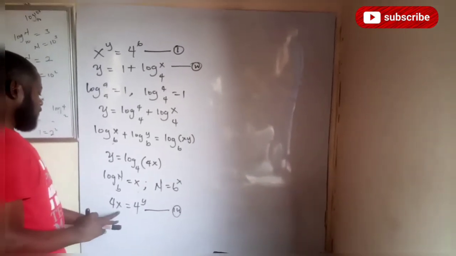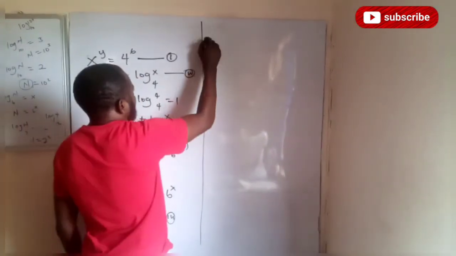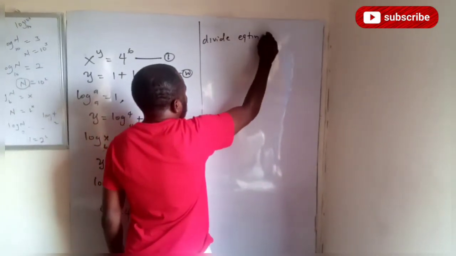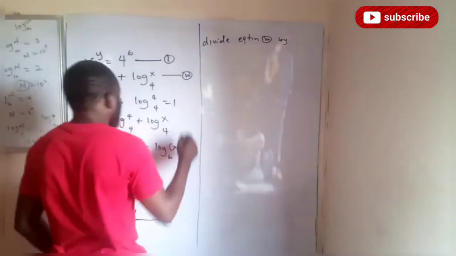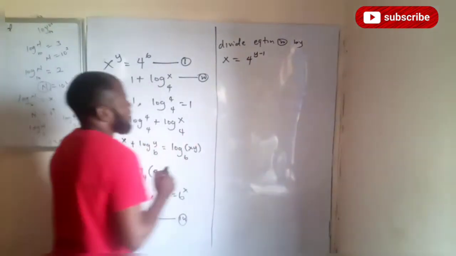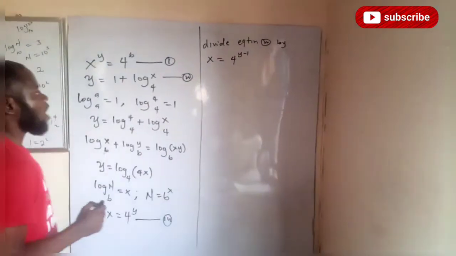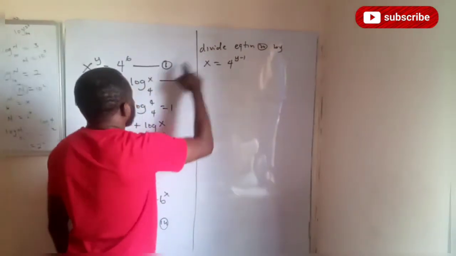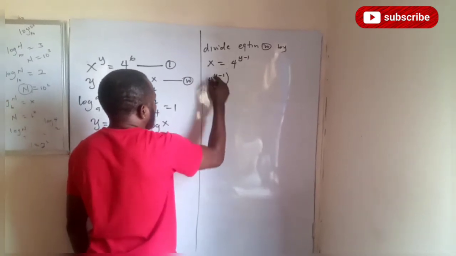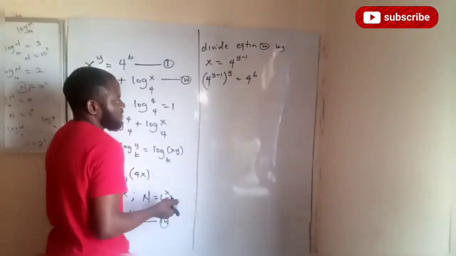Now from here, I can divide both sides by 4. So I'll say divide equation 3 by 4. Therefore, we have that x equal 4 to the power of y minus 1. So anywhere I find x now, I can put 4 to the power of y minus 1 there. So put this in equation 1. So equation 1 will become 4 to the power of y minus 1, raised to the power of y, equal 4 to the power of 6. It's as simple as that.